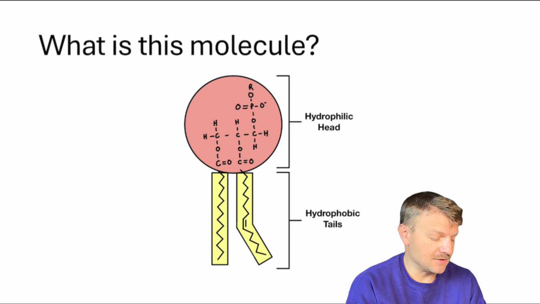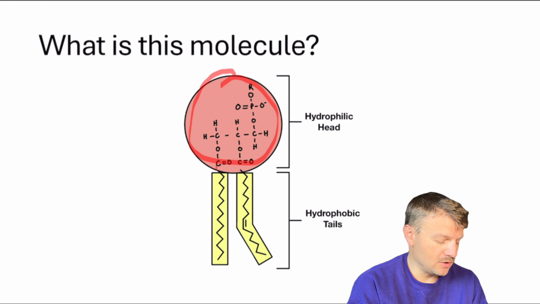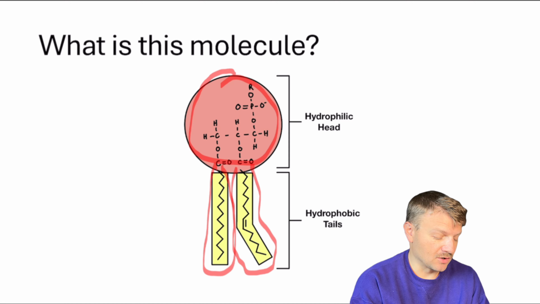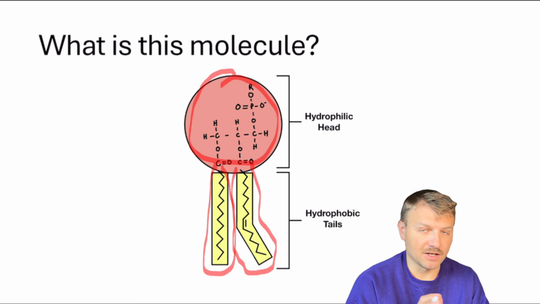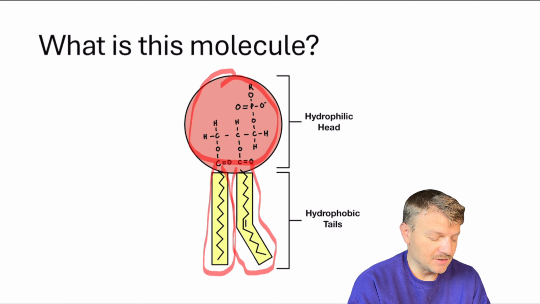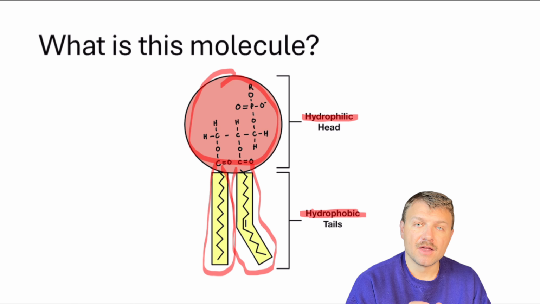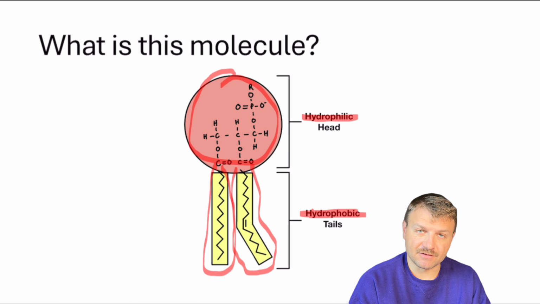You can see that it has this circle and then 2 of these squiggly lines down here at the bottom. Now, as soon as I see this circle and 2 lines, I already know what it is. However, let's try to break this down a little bit further. You can see here where it says a hydrophilic head and a hydrophobic tail. So these are 2 parts of a molecule. They're going to be in the lipids classification.